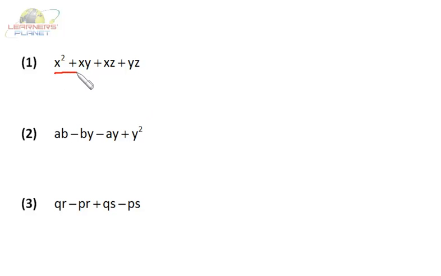Here we see the first two terms and the last two terms. In the first two terms, x is common, and in the last two terms, z is common. Now suppose we take x as common from the first two terms. I can write it like this. So x square by x will be x, and xy by x will be y. Plus, I can take z as common from these two terms, or it will be the HCF of xz and yz. If xz is divided by z, I'm left with x, and yz is divided by z, I'll be left with y.